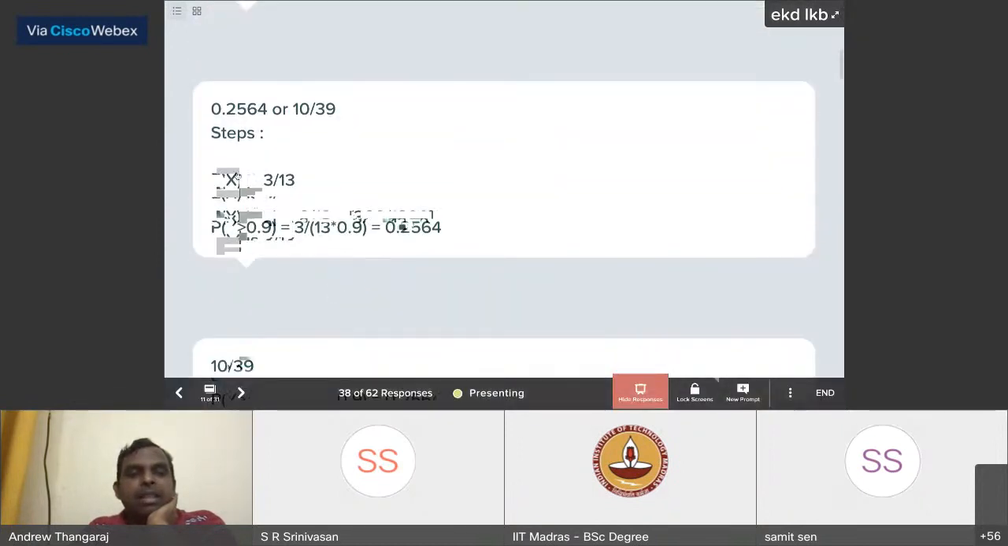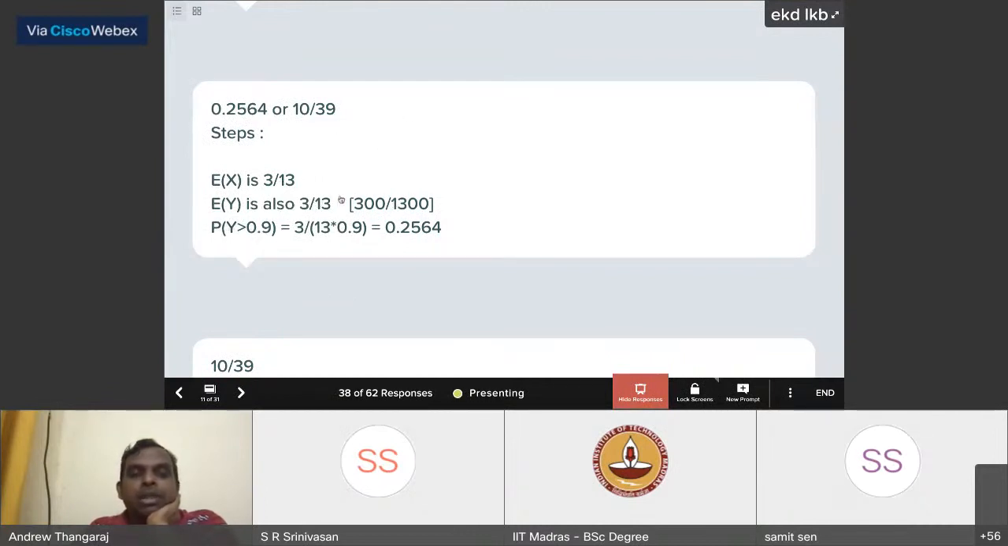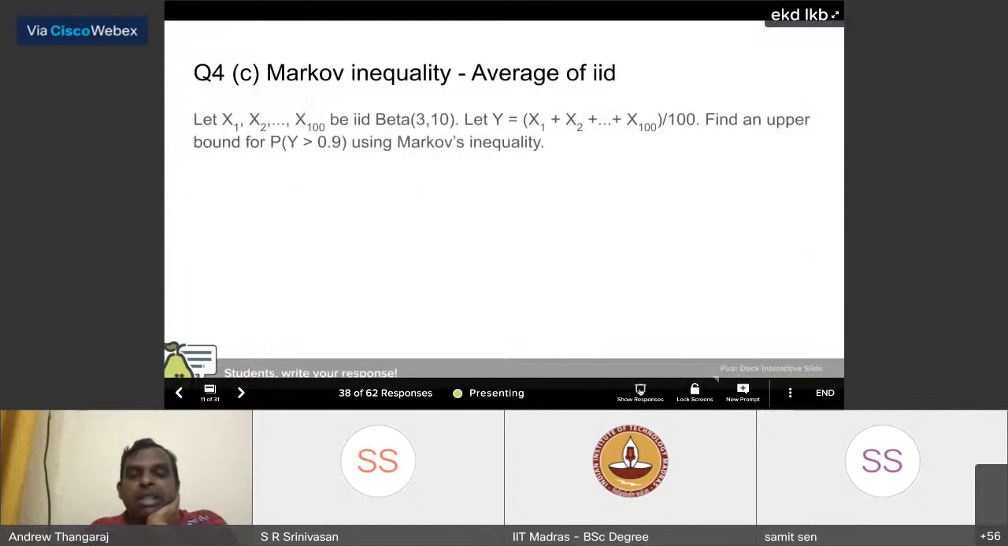The steps are given here. Yeah, see, look at this. Expected value of x is 3 by 13. Y is also 3 by 13. Probability of y greater than 0.9. Wonderful. Steps are here. I don't even need to show the steps. I think this is all I had for question 4.